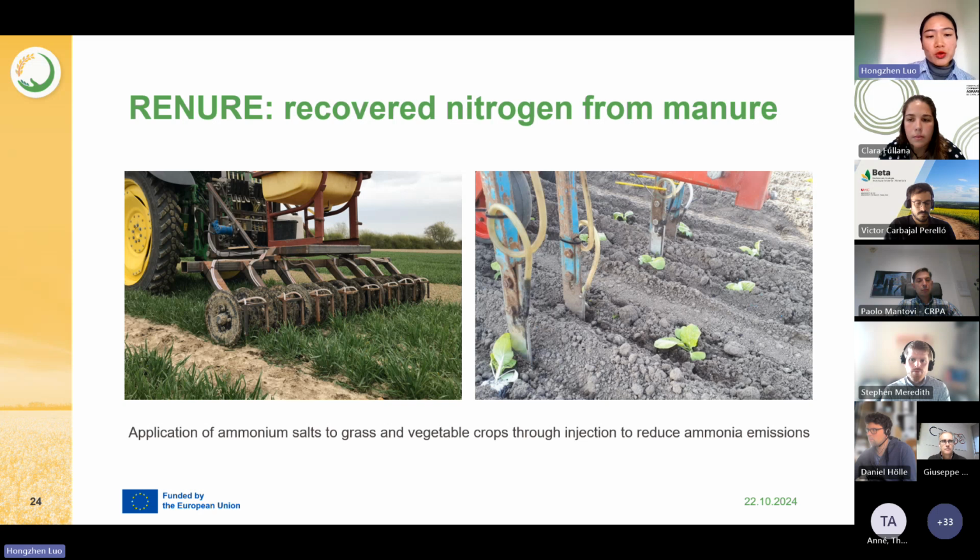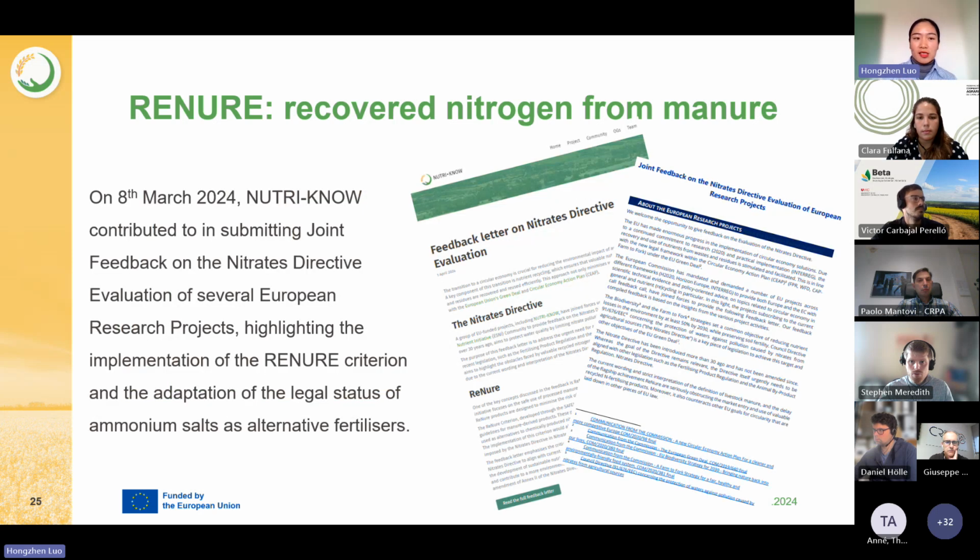And in this operational group, we conducted 5 field trials to compare it with synthetic fertilizers such as urea and calcium ammonium nitrate. The result is that the ammonium nitrate recovered from manure performs equally to the synthetic fertilizers in terms of crop yield and quality. So they can be used as a substitute for synthetic fertilizer. However, note that the RENURE criteria still need to be taken up by the regulations.